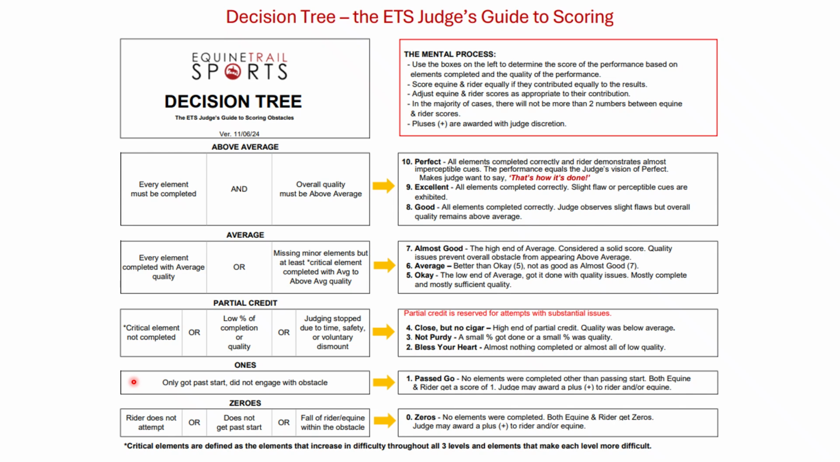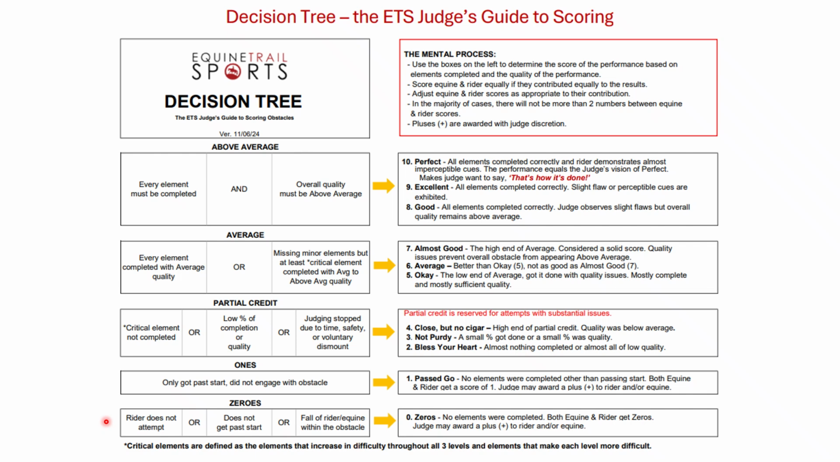Now down to 0. There are 3 scenarios where a team would get a 0-0 score. The first is that the rider does not attempt or chooses to pass the obstacle. The second is that the team can't get past the start point. This will happen. If they cannot get past the start cone and keep trying, be prepared to call them off.